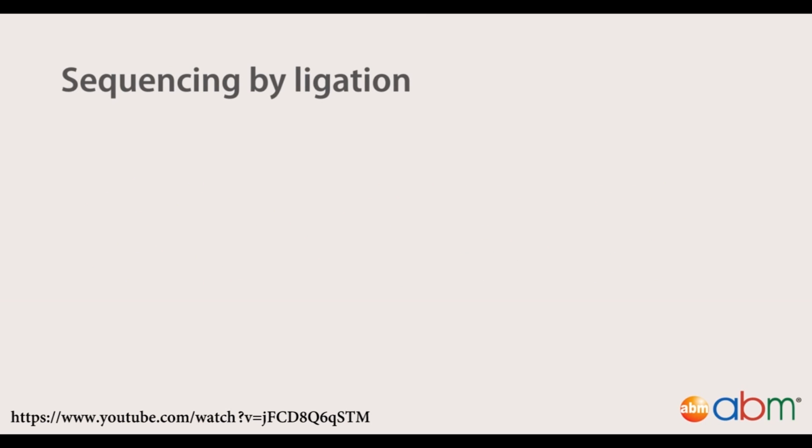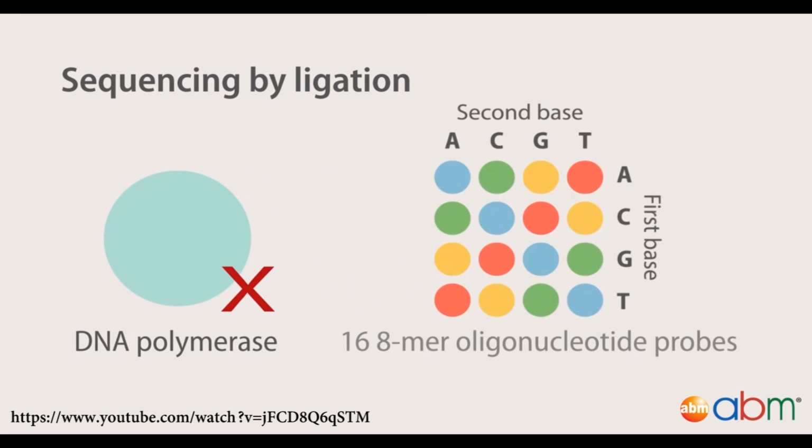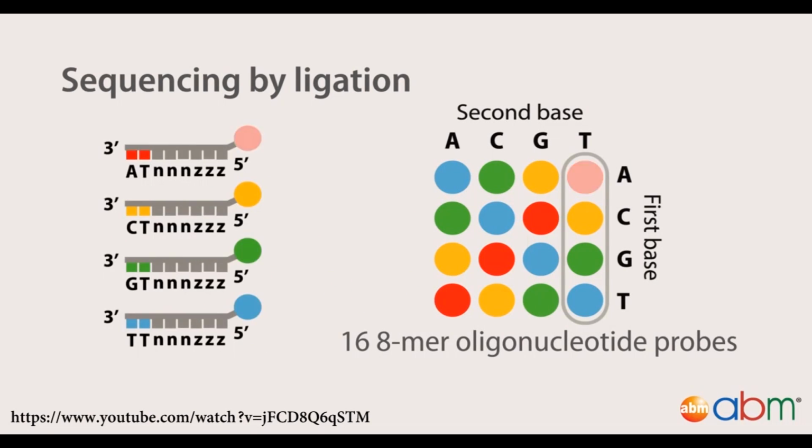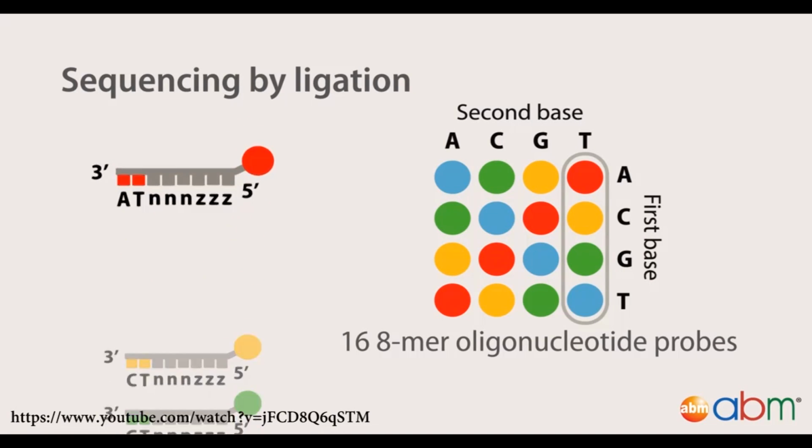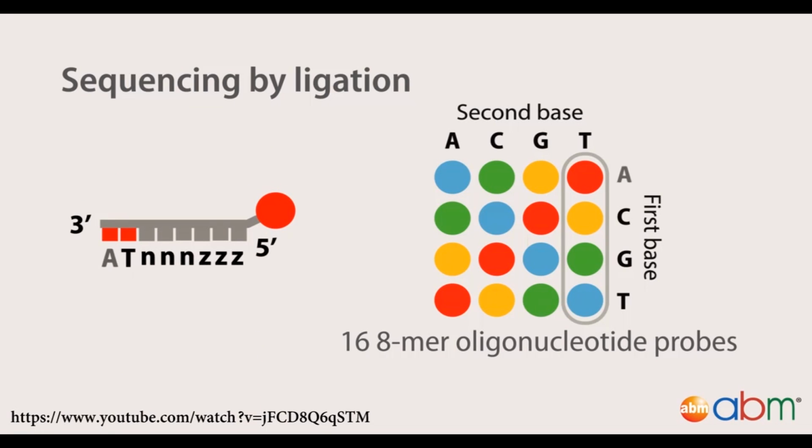Sequencing by ligation is different from the other 2 methods since it does not utilize a DNA polymerase to incorporate nucleotides. Instead, it relies on 16 octamer oligonucleotide probes, each with one of 4 fluorescent dyes attached to its 5' end, that are ligated to one another. Each octamer consists of 2 probe-specific bases and 6 degenerate bases.